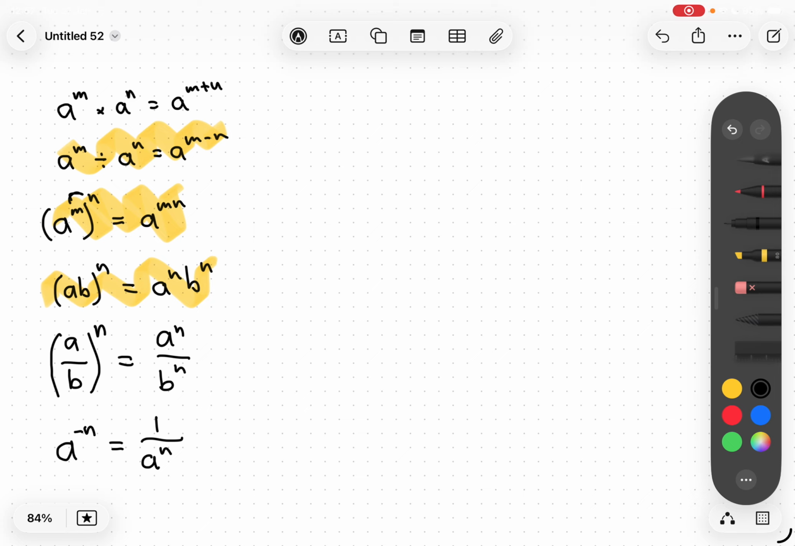So, now we're going to do: if x is equal to 2 on 3, y is equal to 1 on 9, find the value of x cubed y squared on x y to the 5. So, let's work it out. Instead of just putting the numbers in right now, we're going to try and simplify it as much as we can, and then we will put in the numbers.